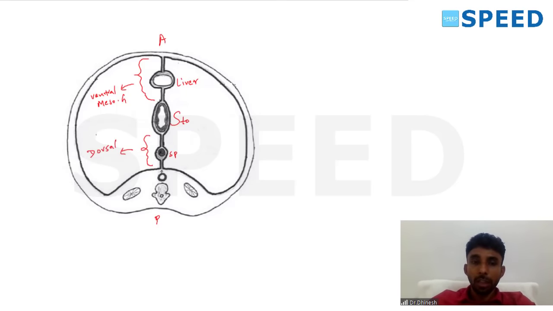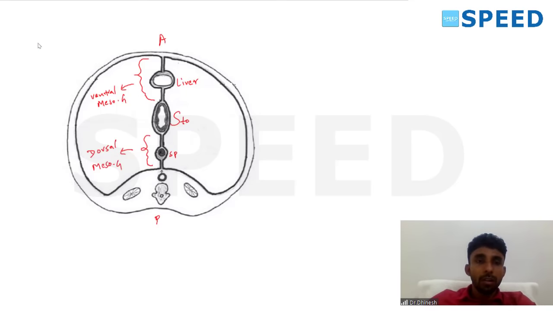So see this diagram again. The same thing I am going to mark. This is anterior, this is posterior, this is the stomach, this is the spleen, and this is the developing liver. So between the anterior abdominal wall and the stomach, what is this peritoneal fold called? Yes, this is the ventral mesogastrium. Ventral means anterior, ventral mesogastrium. And between the stomach and the posterior abdominal wall, this peritoneal fold is called the dorsal. Dorsal means posterior. Dorsal mesogastrium, isn't it?